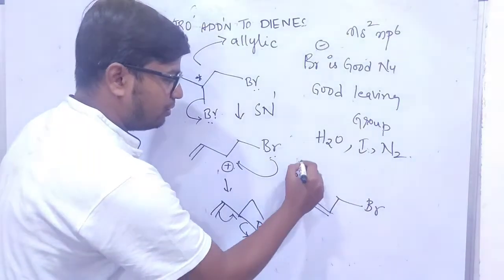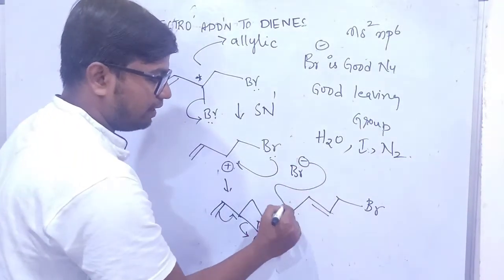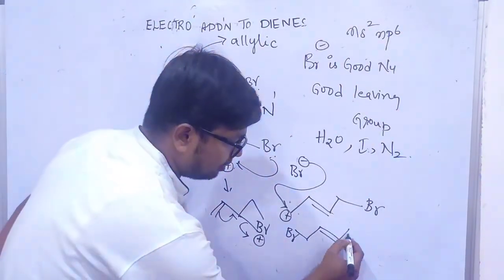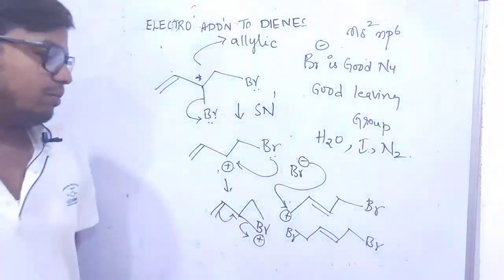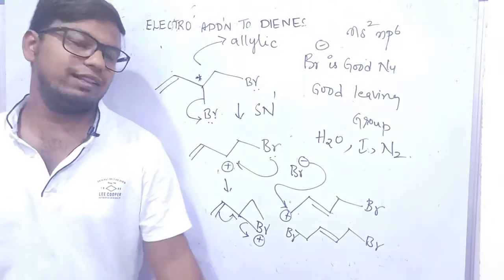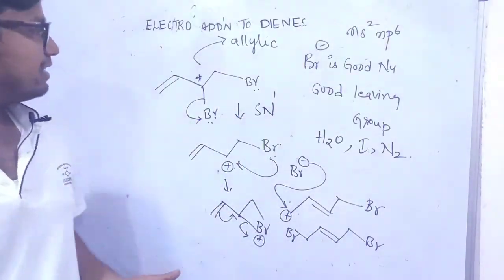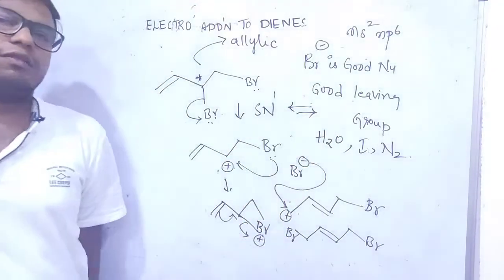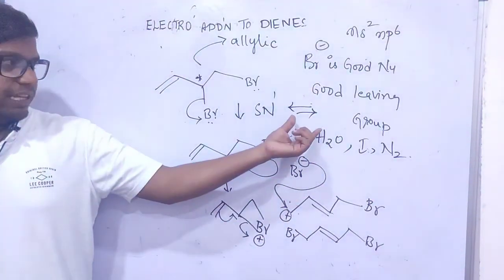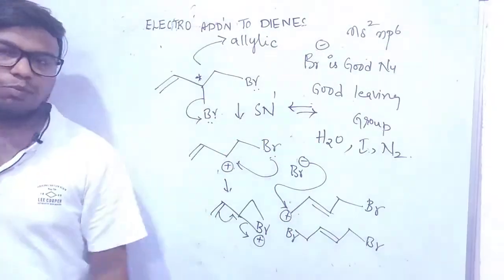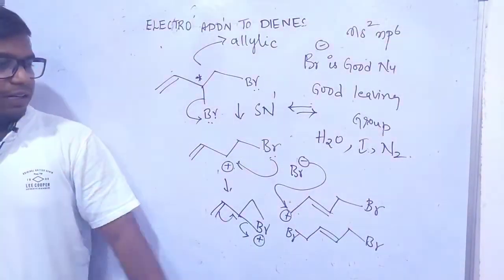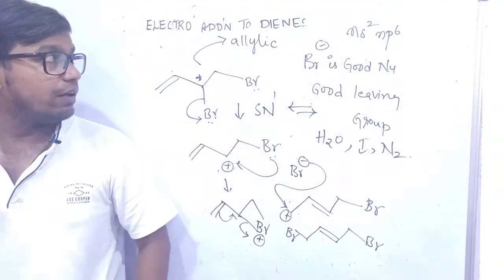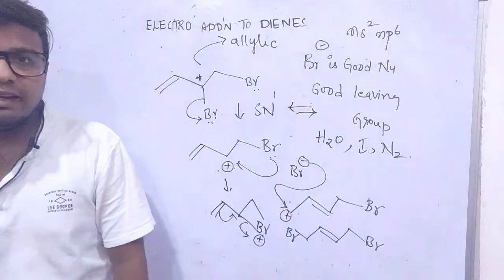Br minus, the bromide ion, is a good nucleophile and attacks here, resulting in the formation of the thermodynamically stabler product. We have seen this example in thermodynamic stability. We can say that it is a reversible reaction, so there exists an equilibrium between this product and this product, depending on the conditions we take. This is the best example for electrophilic addition to a diene in an allylic system.